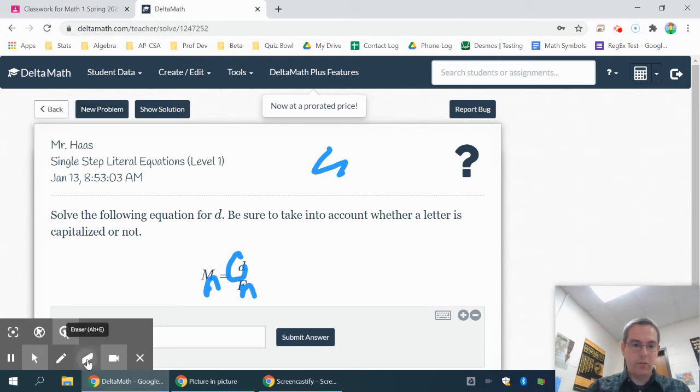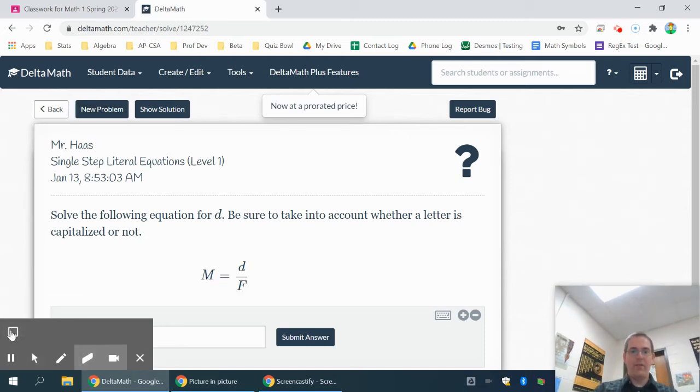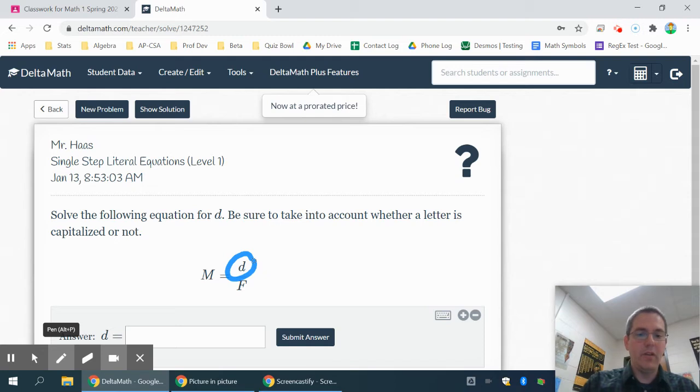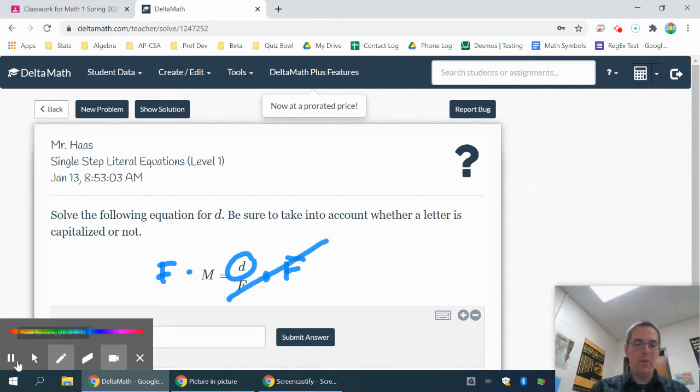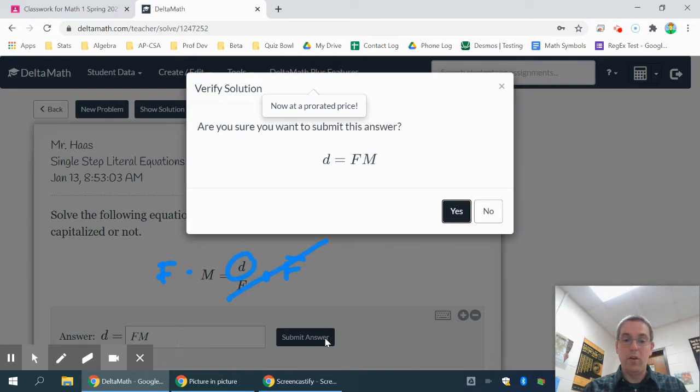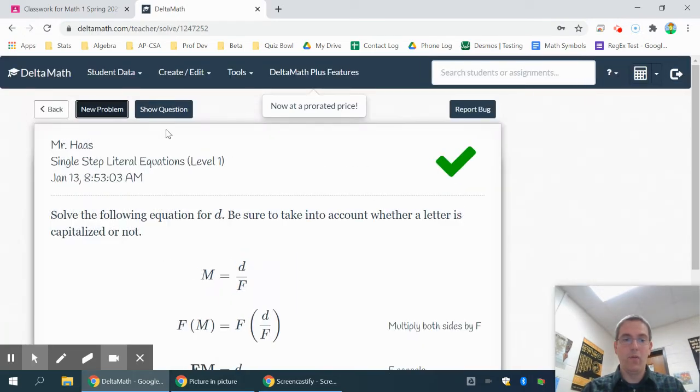Okay, this one I'm trying to solve for D, so I need to get the D by itself. To do that, I need to get rid of that fraction. Remember, one way to get rid of a fraction is by multiplying by the common denominator. In this case, there's only one thing in the denominator, so the common denominator is F. Multiply both sides by F. On this side, the F's cancel. On the other side, D equals F times M. So I have D equals FM, and notice I do make those capitals, because if you don't, it will count it incorrect, which would be unfortunate.